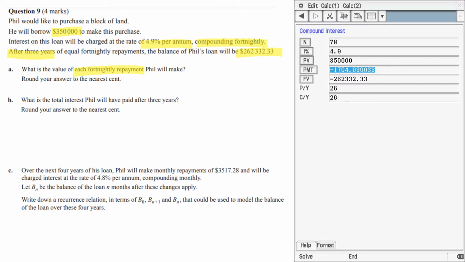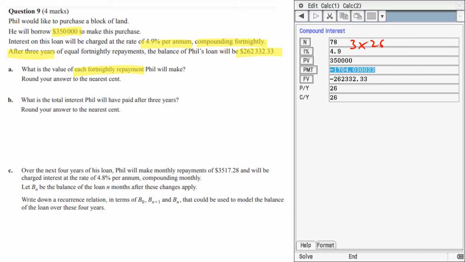That's a job for the financial solver. Let's have a look at this. So that's 78, that's 3 times 26. You can just type that into the line on your calculator and it'll pop up. It'll save you a few seconds. 4.9 for the interest rate.